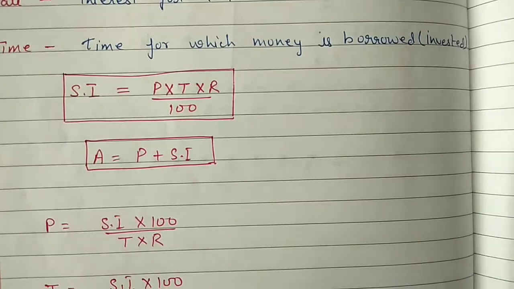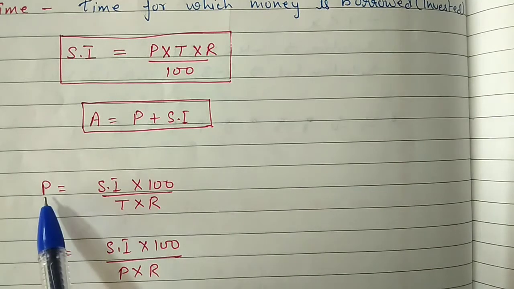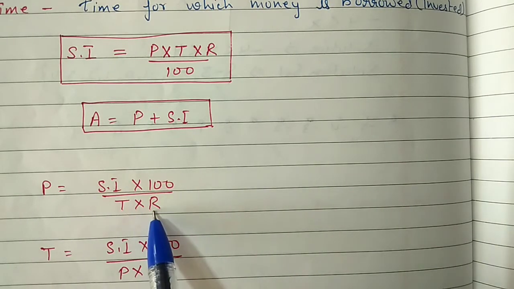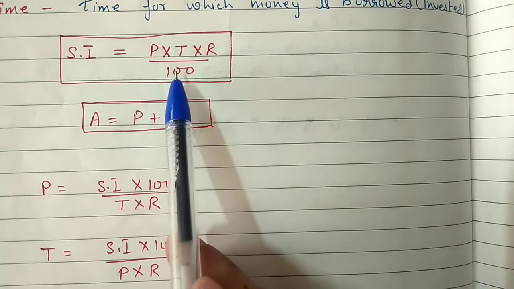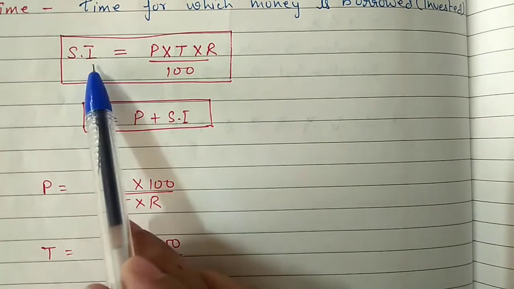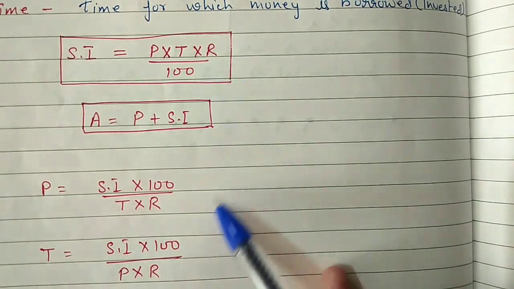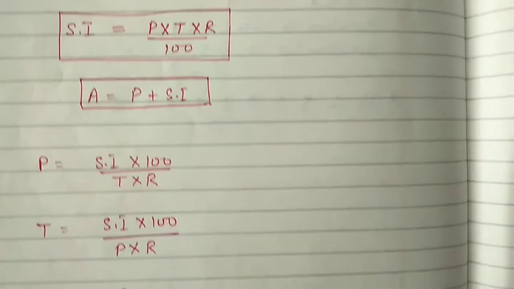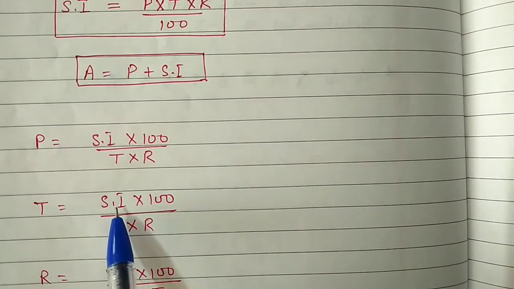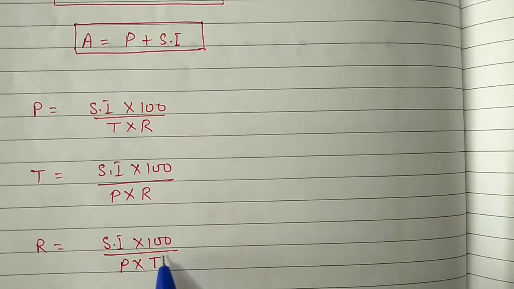With this same simple interest formula, if we rearrange, then we will get principal equal to SI into 100 by T into R. This 100 we can shift here, it will go for multiplication, and T and R will come for division. This is just the same formula which we have shifted. Similarly, to calculate the time, we will use simple interest into 100 by P into R, and to calculate the rate of interest, we will use simple interest into 100 by P into T.